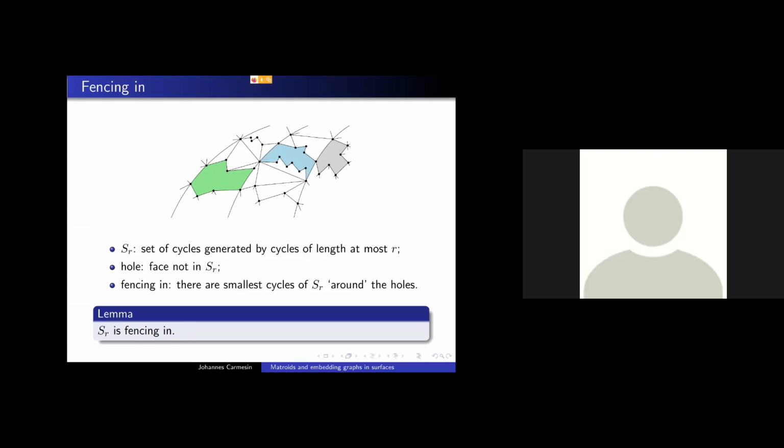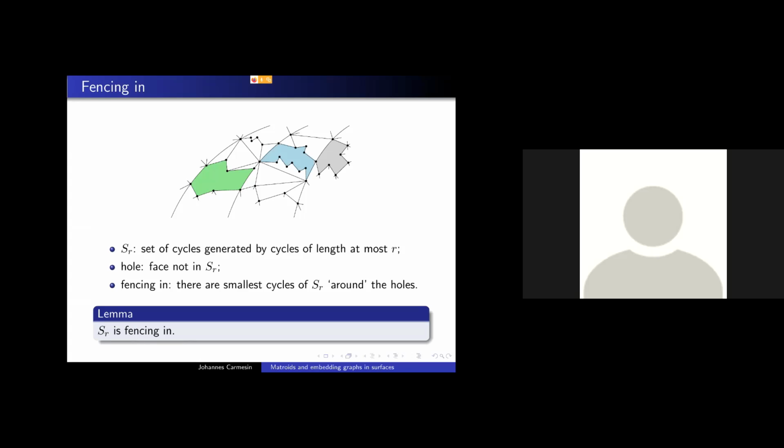Right, so let's summarize the very rough overview of the proof. We don't prove the Whitney theorem for locally planar embeddings directly, but we deduce it from a more general duality theorem. This is just the same formulation, except that we have this more abstract setting, and the non-trivial condition is this fencing in.